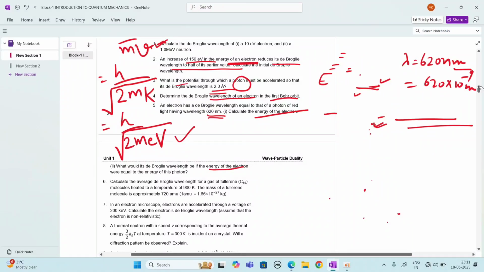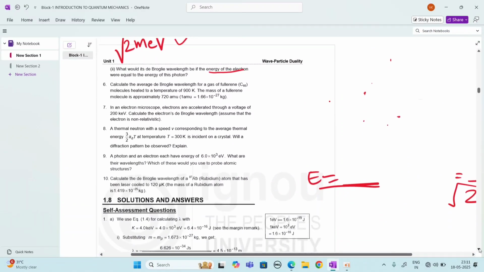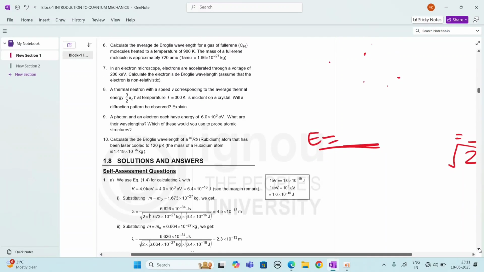And now come to the question number 6. Calculate the average de Broglie wavelength of a gas of fullerene molecules heated to a temperature 900 Kelvin. टेम्परेचर हमें दिया हुआ है 900 Kelvin.